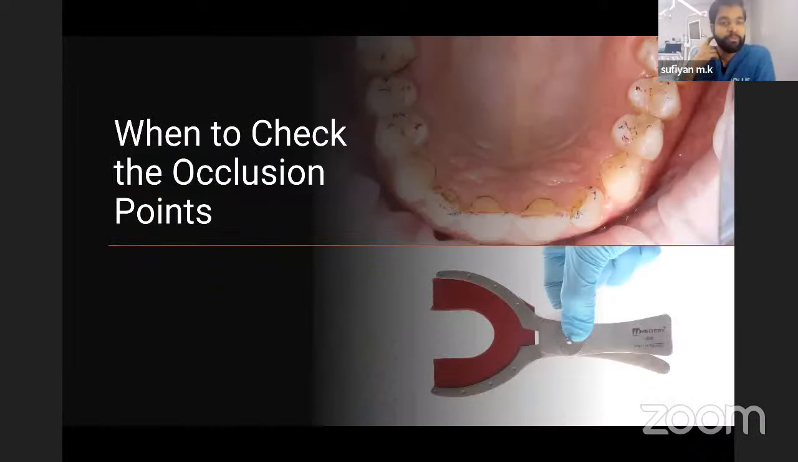We all check the occlusion after cementation of the crown or a bridge or a prosthesis, right? No, that's not right. We have to check the occlusion even before the start of the procedure. So what do you do? You have to check the existing occlusal scheme of the patient. That is, you take a U-shape articulating paper and check the occlusal points the patient is having, right?